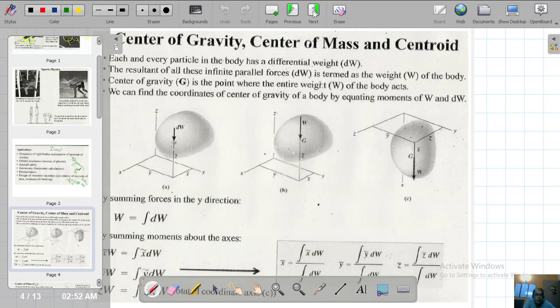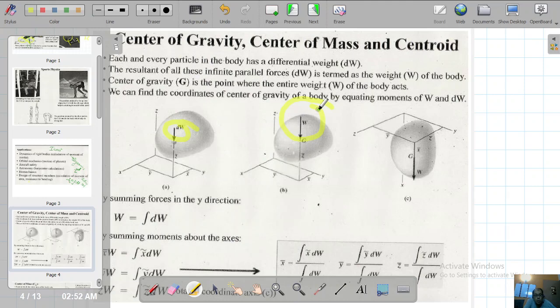Okay, so each and every particle in the body has a differential weight dW. And the result of all these infinite parallel forces dW is termed as the weight of the body. If you sum up all these differential weights, you will end up with the total weight of the body. And again, these are not geometrically shaped bodies; these are arbitrary shaped bodies.